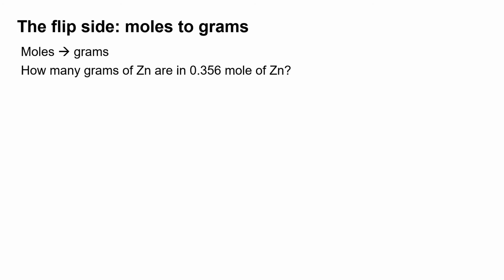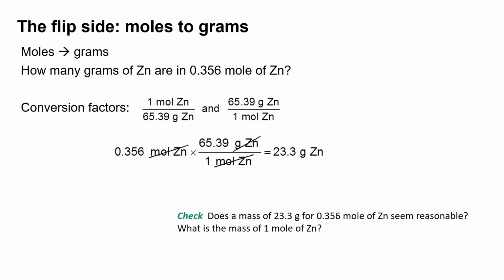So find your conversion factor, set it up, multiply out, make sure the units cancel, and again, boom, you have the answer. Ask yourself if it seems reasonable based on your quantities, and do this kind of common sense check that you see here.